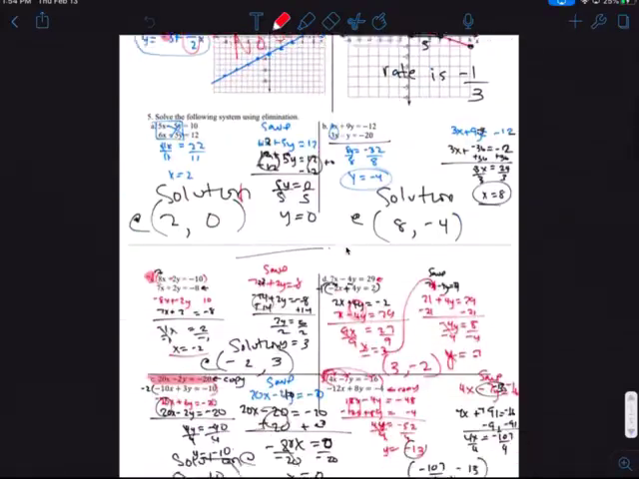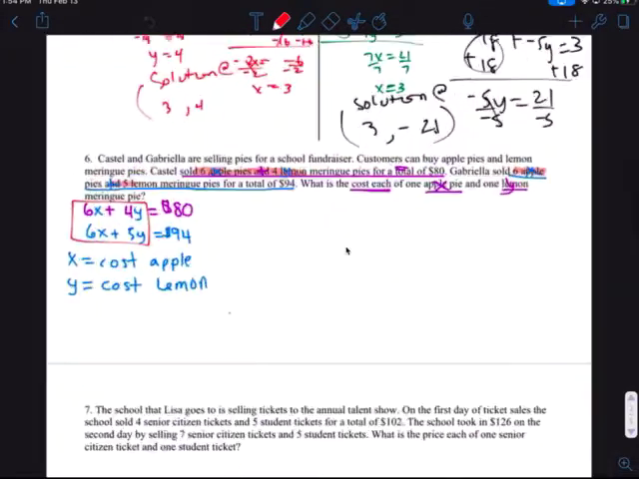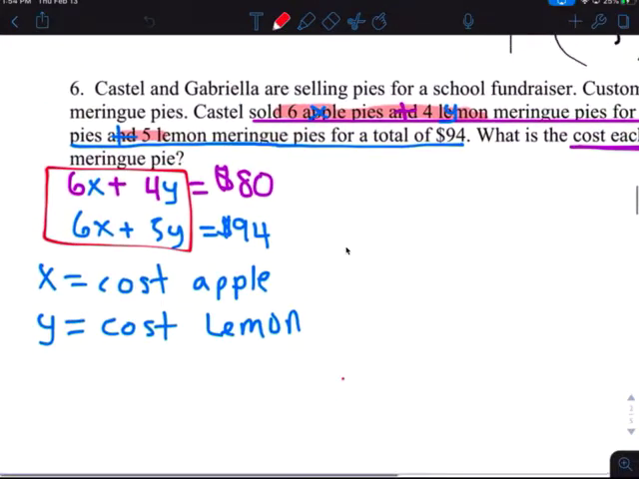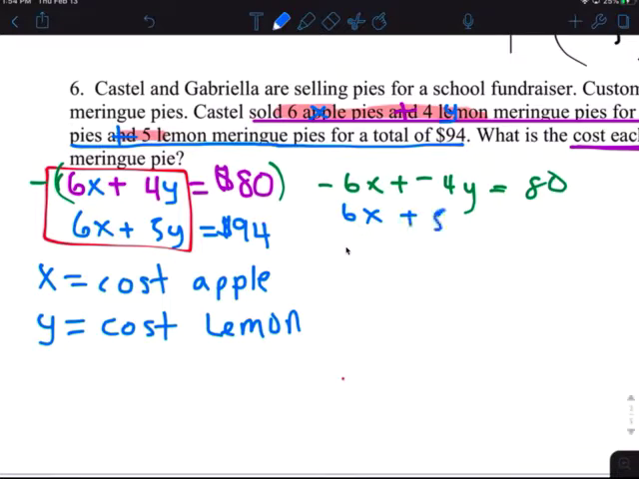Yesterday's homework, I told you to skip 6 and 7. We did it in class. Now, all class we did this problem. So if you did not get it, you multiply one of these by a -1. So you get -6x plus -4y equals 80. And you copy the other one. You get 6x plus 5y equals 94.